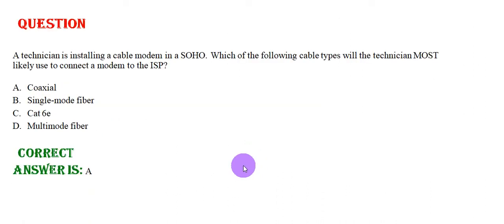A technician is installing a cable modem in a SOHO. Which of the following cable types will the technician most likely use to connect the modem to the ISP? Option A, coaxial. Option B, single mode fiber. Option C, CAT6E. Option D, multimode fiber. The correct answer is option A.